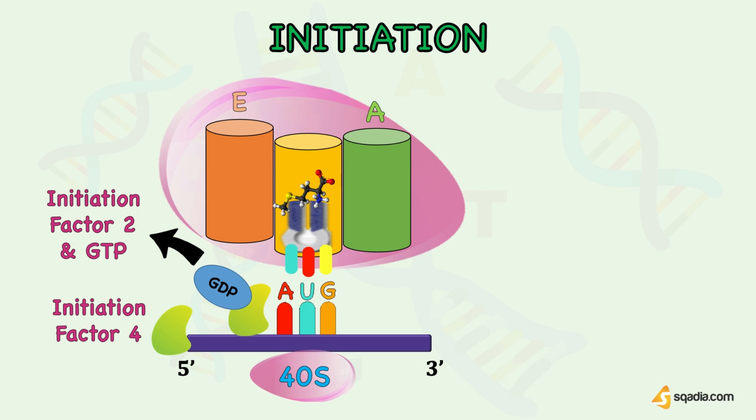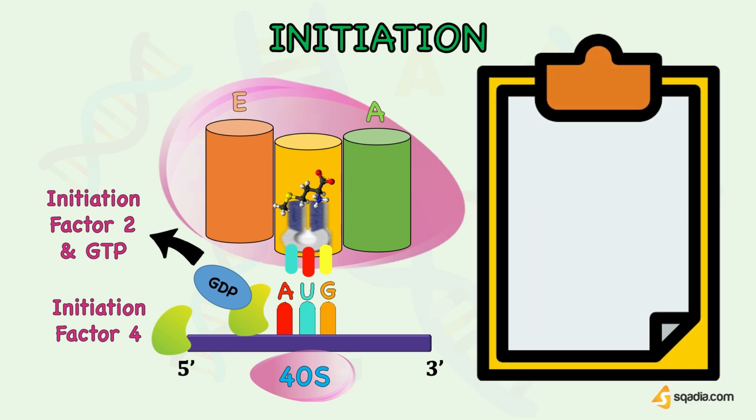Still confused? Let us quickly revise the process again. First, there will be eukaryotic initiation factor 4. It will stick to the 5' end and will allow the 40S subunit of the ribosome to attach in the AUG sequence.